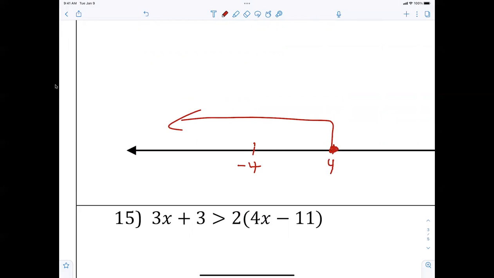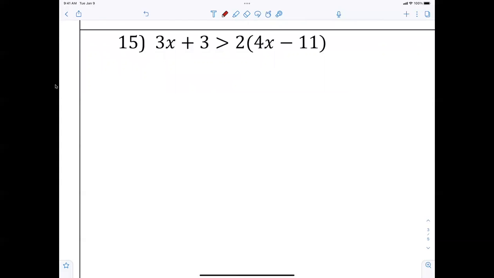Anybody have any questions with that? Anybody? All right, here we go. Distributing the 2, right? 3x plus 3 is greater than 8x minus 22. So I still try to keep the variables positive. So 8x becomes a 5x. I add 22, that becomes a 25. Is everybody okay with that? And now I divide by 5, right?